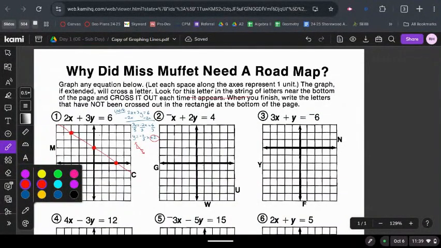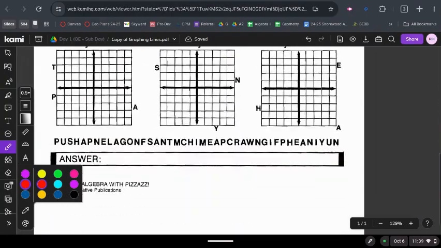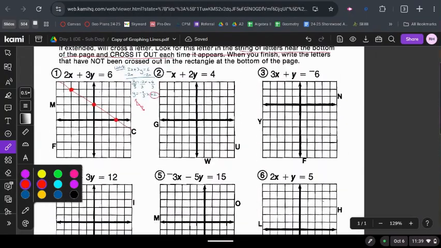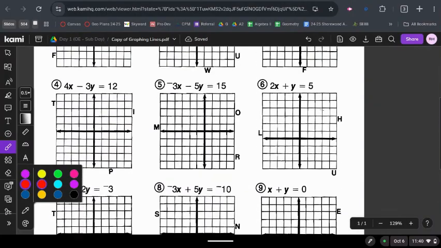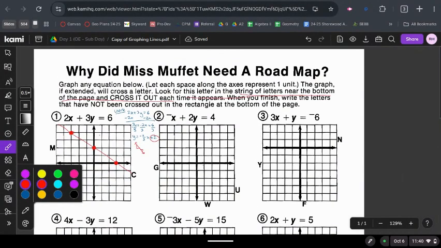So look for this letter in the string of letters near the bottom of the page and cross it out each time it appears. So I'm crossing out all of my C's, was it? Yep. All of the C's. I see a C there, I see a C there. All right, so C's are canceled out. I'm going to do the first 3, so you all have at least a few questions done.